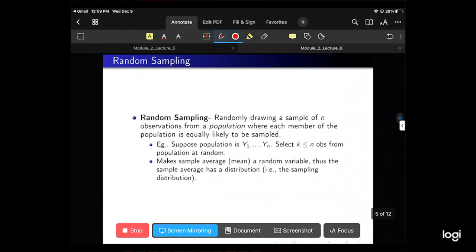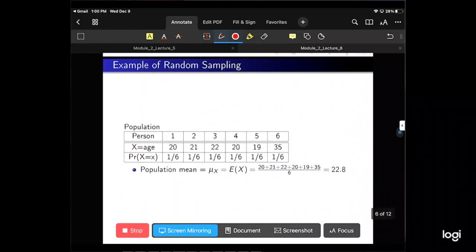Random sampling. Okay, definition of random sampling. We're randomly drawing a sample of n observations from a population where each member of the population is equally likely to be sampled. For example, suppose the population is y1 through yn. Let's select k, which is less than or equal to n, observations from the population at random. It makes the sample average, or the mean, a random variable, and thus the sample average has a distribution called the sampling distribution. Let's do some examples of this and define the sampling distribution.